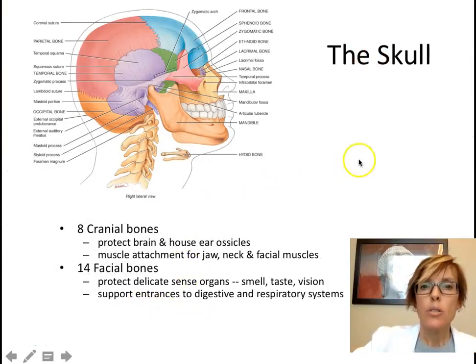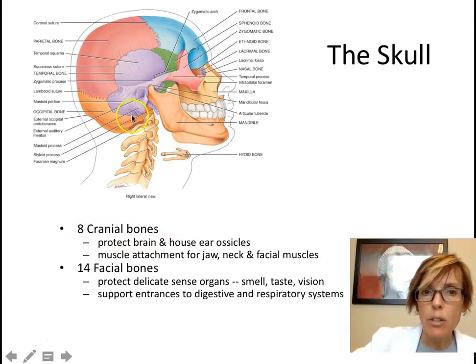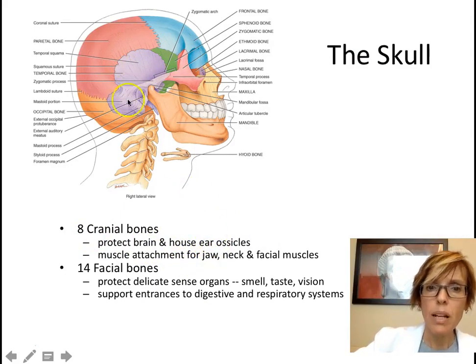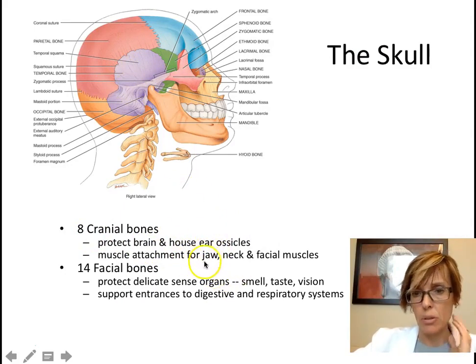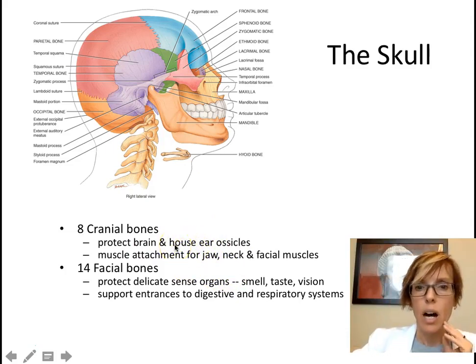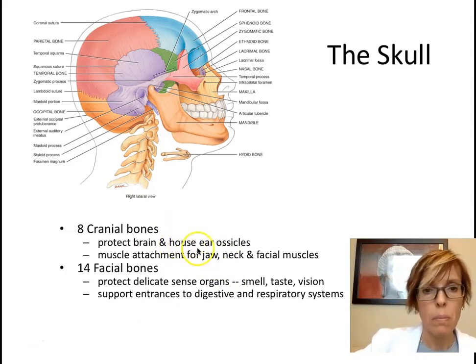All right. So the skull, we have 8 different cranial bones. Those are going to be supporting or protecting your brain. They'll also help protect your ear ossicles, those little inner ear bones. And then obviously they'll provide you different attachments for different muscles, keeping your head up, allowing your head to move around, as well as attachments for your jaw and facial muscles.